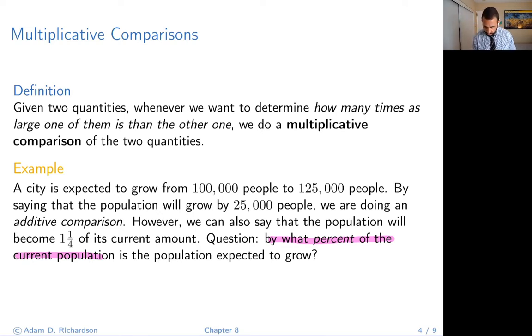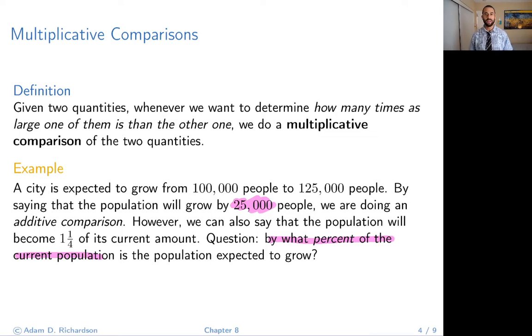We know that the population is going to increase by 25,000 people. And what we need to know is what percent of the current population that is, right? Let me see, did I fill that out here? I guess I did. Okay, we'll do it right here then. What percent of the current population is the population expected to grow? Well, what percent of 100,000 is 25,000?